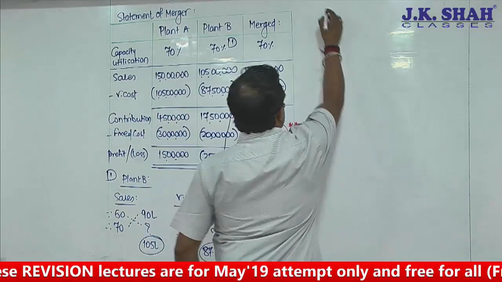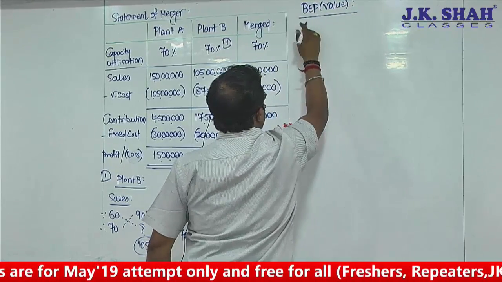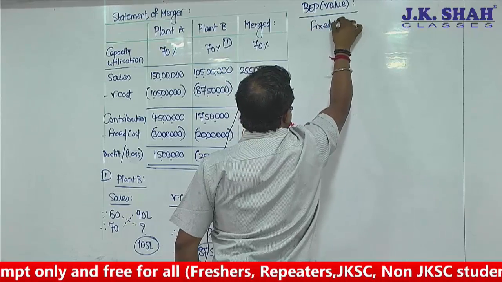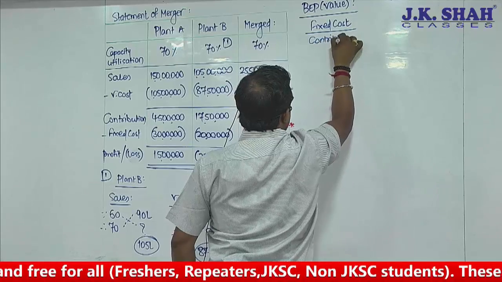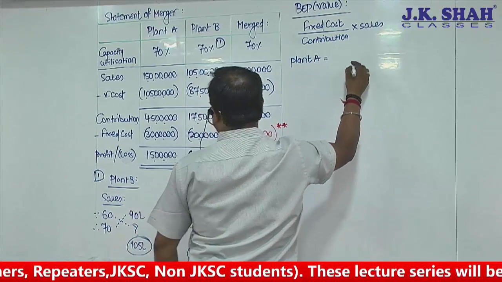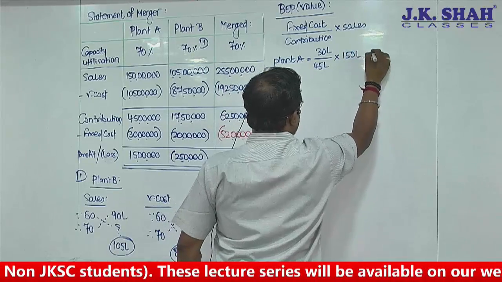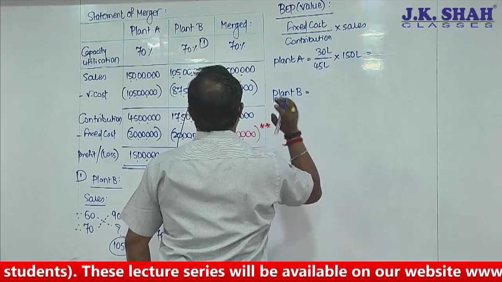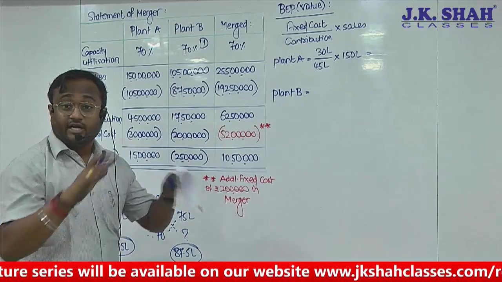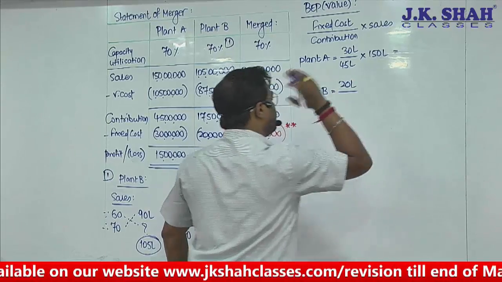Now they have asked us to calculate break-even point. Naturally, we do not have any contribution per unit, so we have to calculate only value. We'll write the formula just once. Now we don't have PV ratio and there is no point in calculating unnecessary PV ratios. We can directly do the calculation since we have the data. Plant A, fixed cost upon contribution into sales. Plant B before merger or after merger, this relationship remains same. Absolutely doesn't matter. Even if you go for this calculation, your answer will remain same. But in order to avoid any possible confusion, I'm going back to my original data.